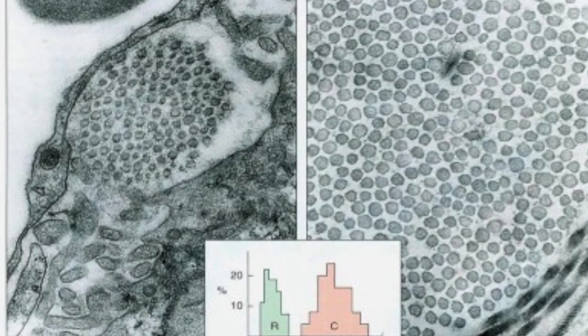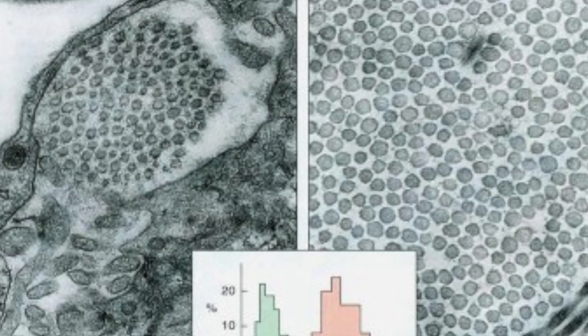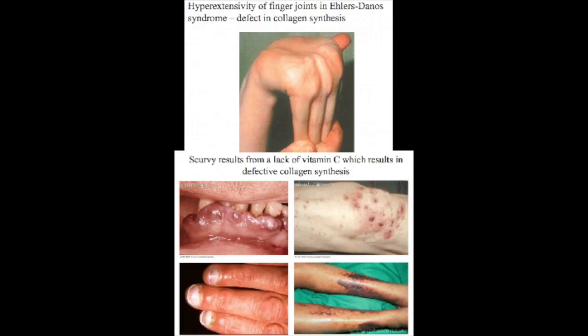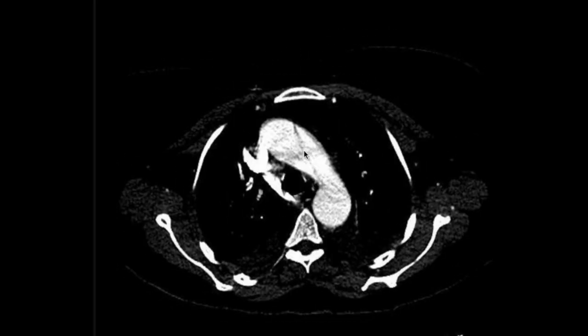The importance of understanding this complex system becomes clear when we consider disorders of connective tissue. Scurvy, for instance, results from a lack of vitamin C, crucial for collagen synthesis. Without proper collagen, our bodies quite literally start to fall apart. Marfan syndrome, caused by a mutation in the fibrillin gene, leads to dysfunctional elastic fibers. This can result in life-threatening complications like aortic rupture.